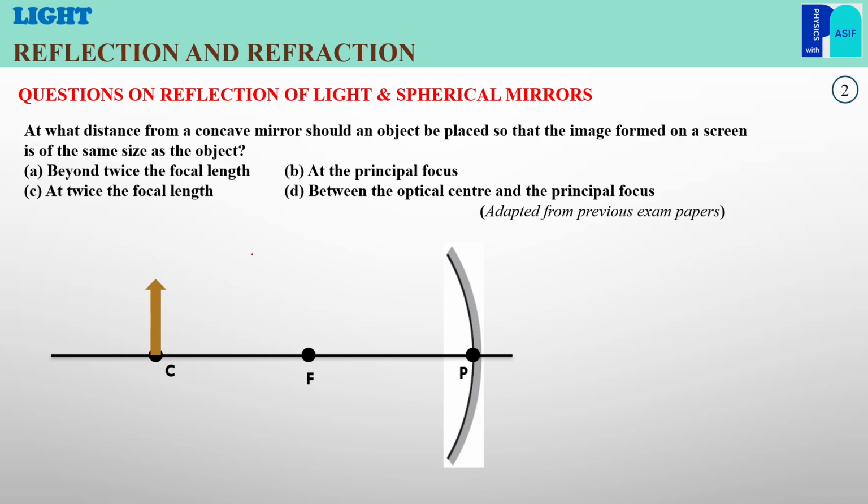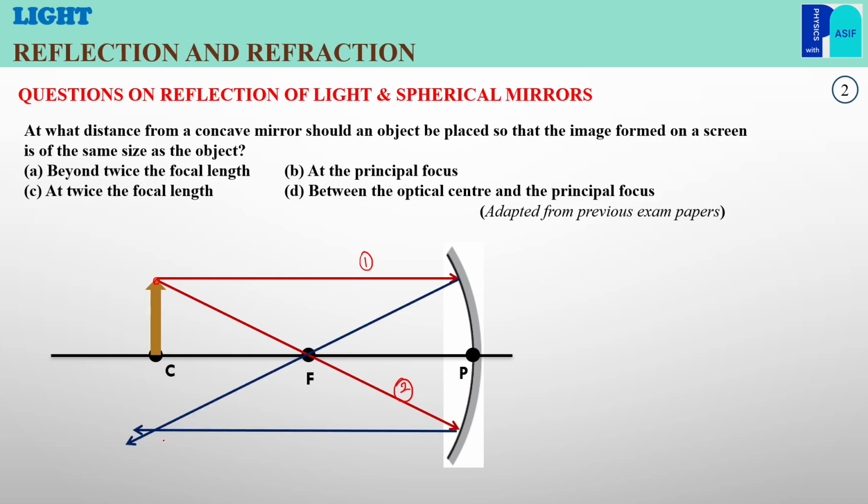To understand the formation of the image by a concave mirror, we draw the ray diagram for the given situation. Here an object is placed at the center of curvature of a concave mirror. We take two rays, one ray going parallel to the principal axis and the second ray going through the principal focus of the concave mirror. The first ray, after reflection, passes through the principal focus, and the second ray, after reflection, goes parallel to the principal axis.